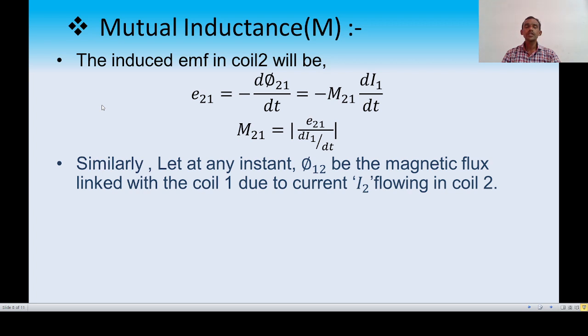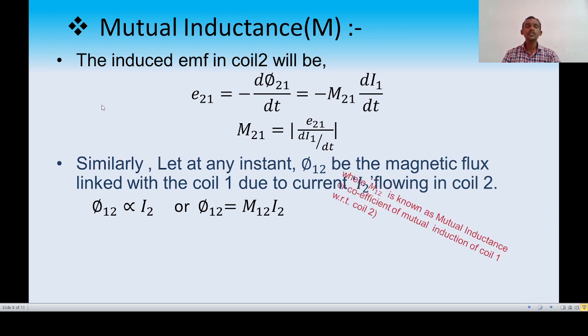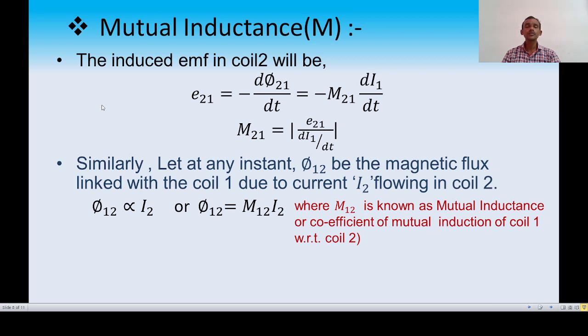Therefore, here also it is observed that phi12 is directly proportional to I2. Mathematically we can write phi12 is directly proportional to I2, or phi12 is equal to M12 into I2, where M12 is the constant of proportionality, also called the mutual inductance or coefficient of mutual induction of coil 1 with respect to coil 2.